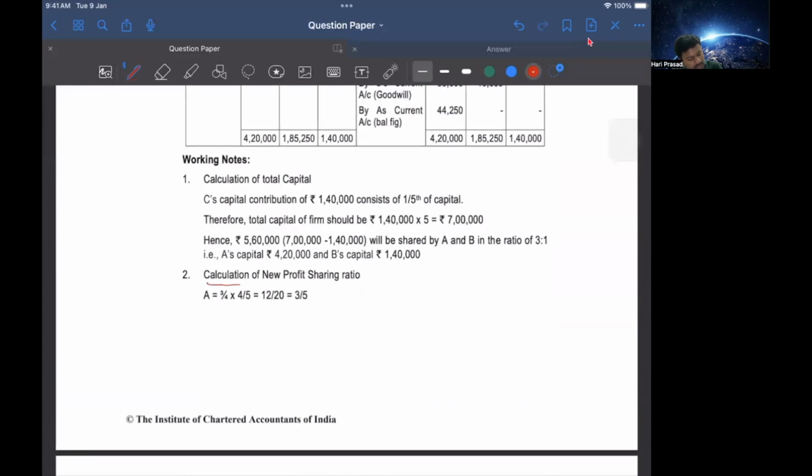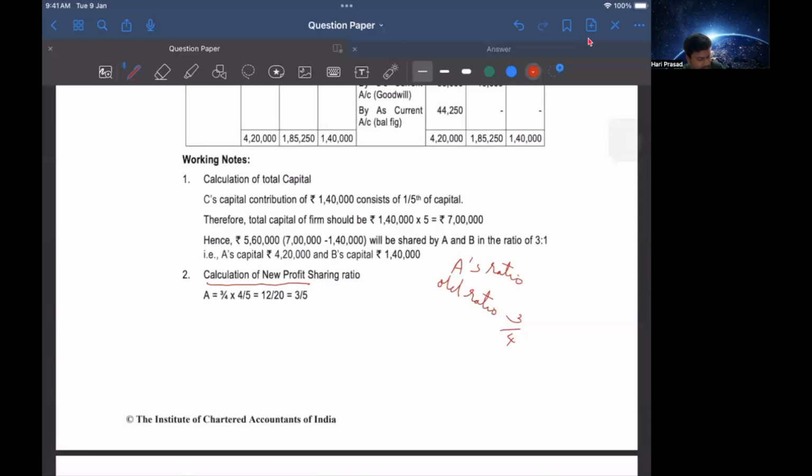Calculation of new profit sharing ratio. Let's see how to find the new profit sharing ratio. A's old ratio is 3/4. But the new profit sharing ratio for A is not given. We have to find that now. But they have given the new ratio for C.